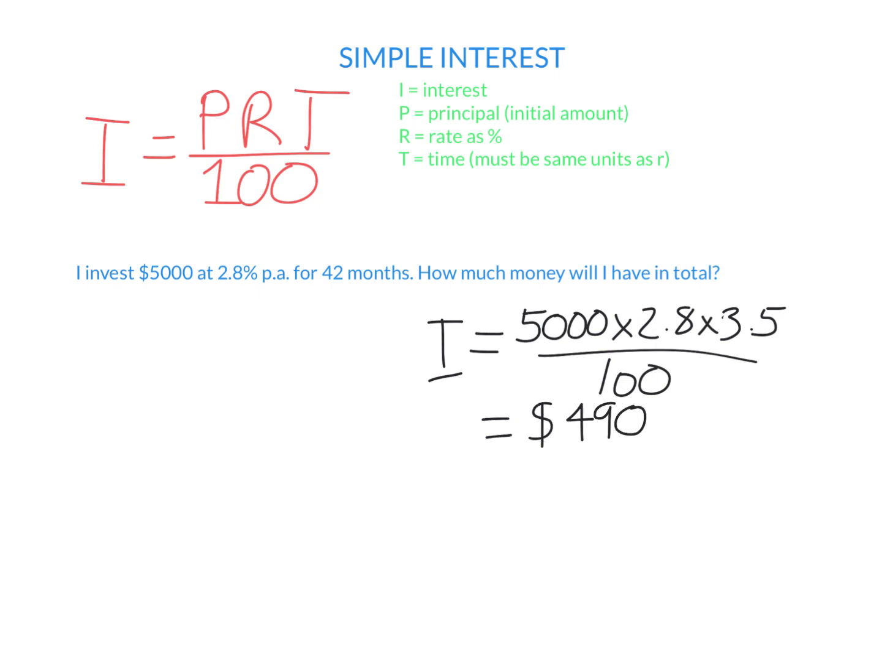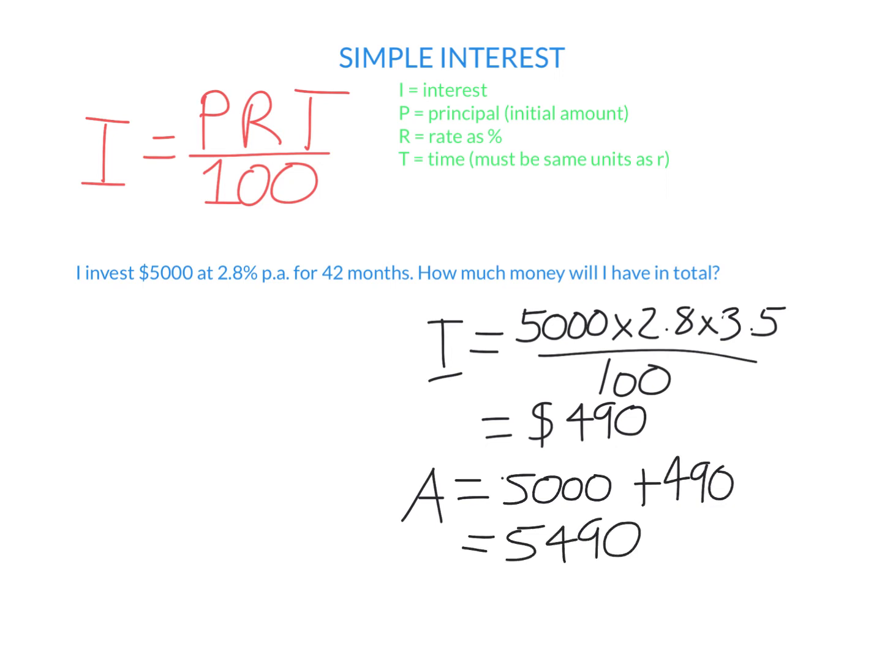Now it's really important you read the question. The interest earned here would be $490, but the question didn't ask us how much interest, it asked how much will I have in total. So the total amount you'll have is the $5,000 plus the $490 earned in interest, so you'll have $5,490 in total, and we're done.